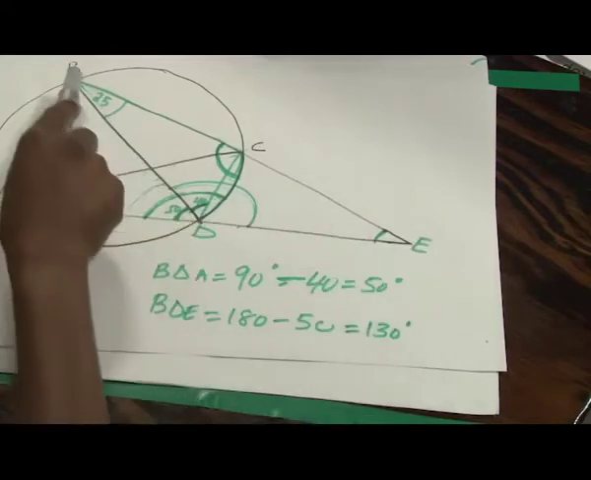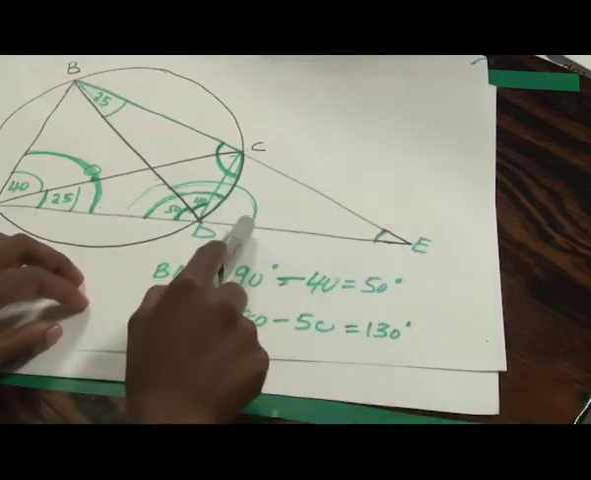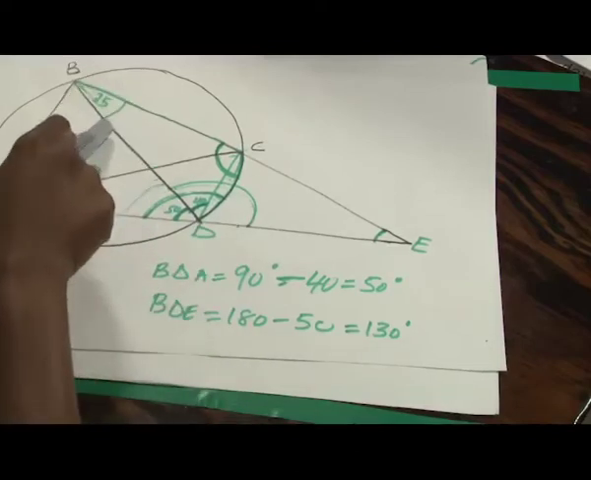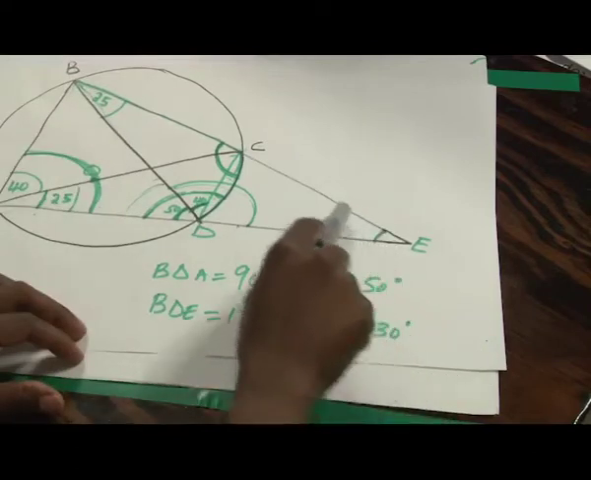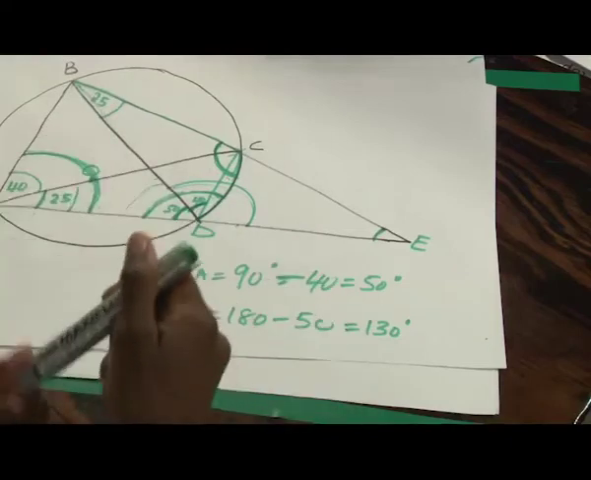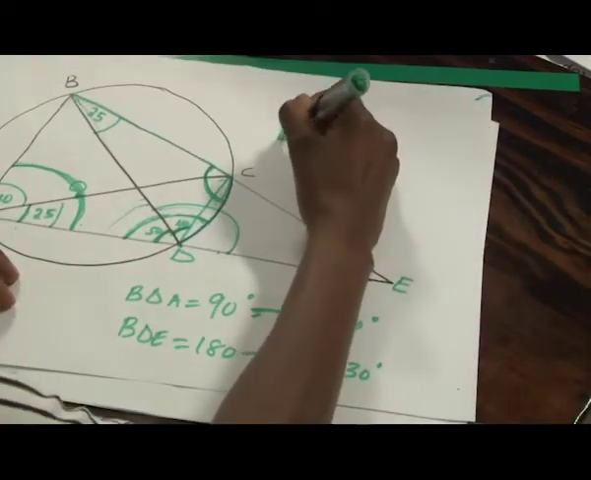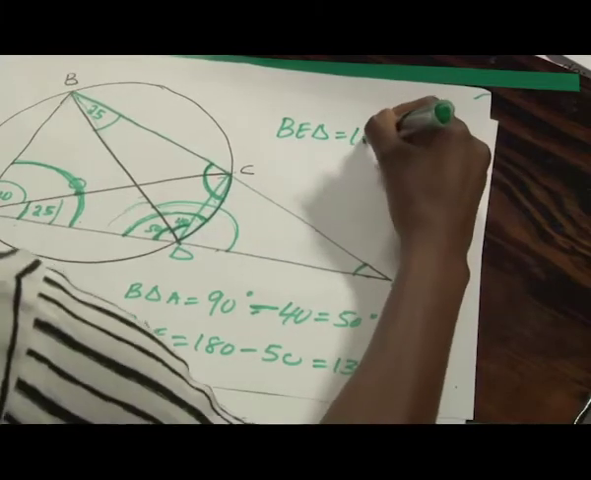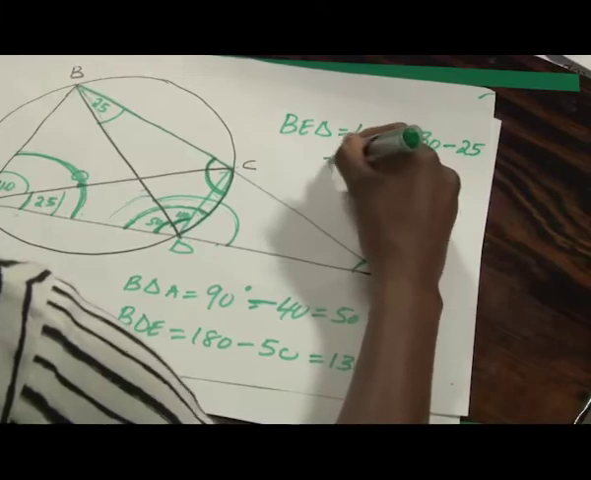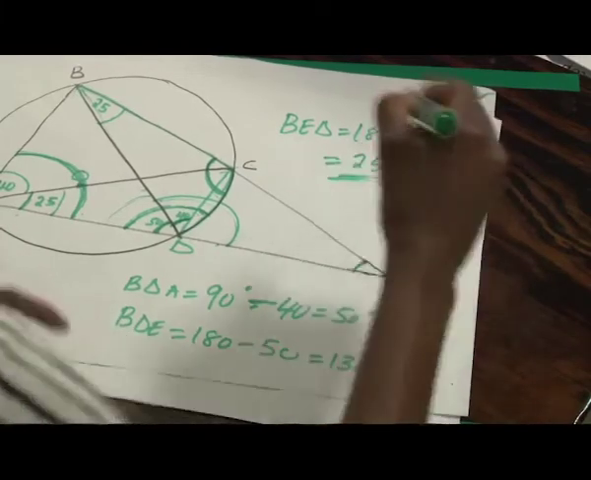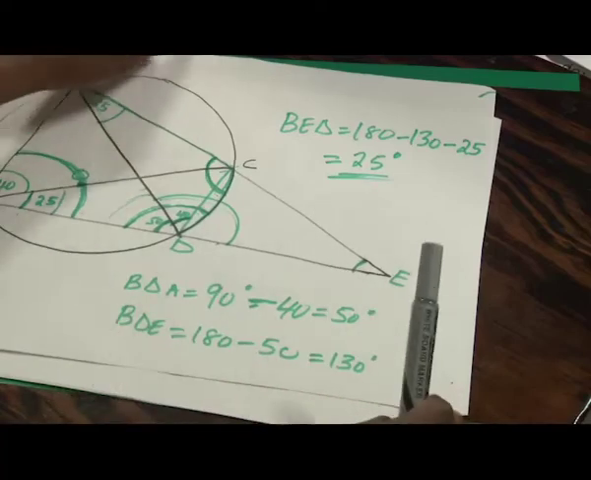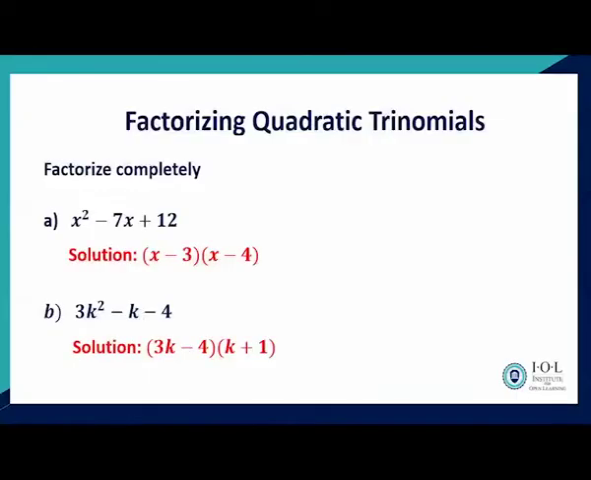So if we look at now triangle BDE, we know two of the angles of that triangle, which is this angle 130 degrees and then the angle 25. So now for us to work out this angle in this triangle, we need to subtract this angle 130 and angle 25 from 180. So our angle BED finally is 180 minus the angle 130 minus the angle 25. And that gives us 25 degrees. So that is how we work out this angle BED.